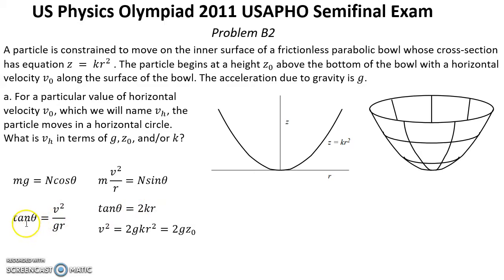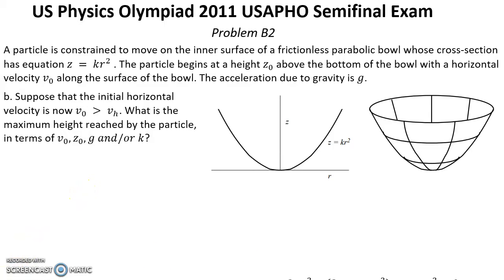And now we can equalize these two tangents, and we get v squared equal 2gk r squared. But kr squared, that's z0. So we have v squared equal 2g z0. And this is our answer for velocity vh. That will be vh equal square root of 2g z0. That's the answer for question A.